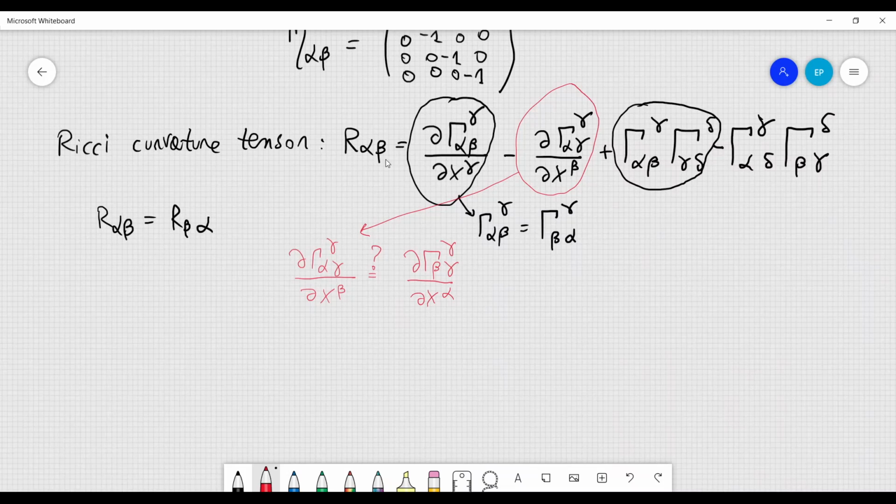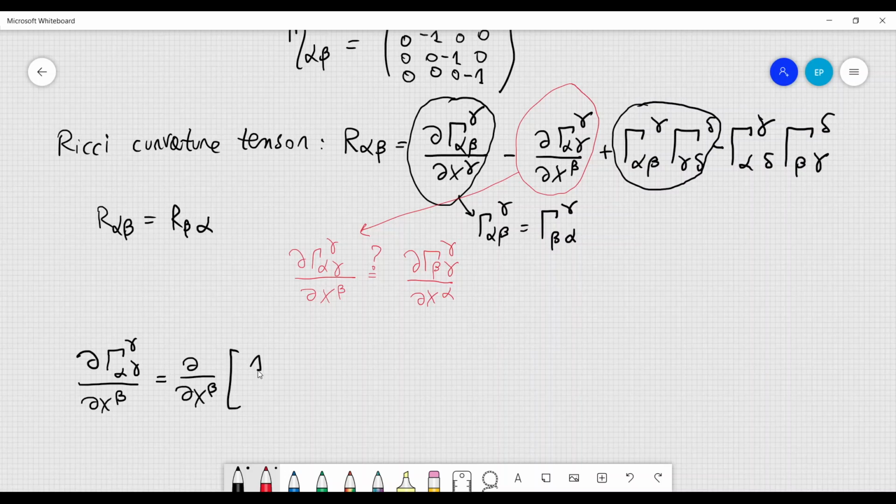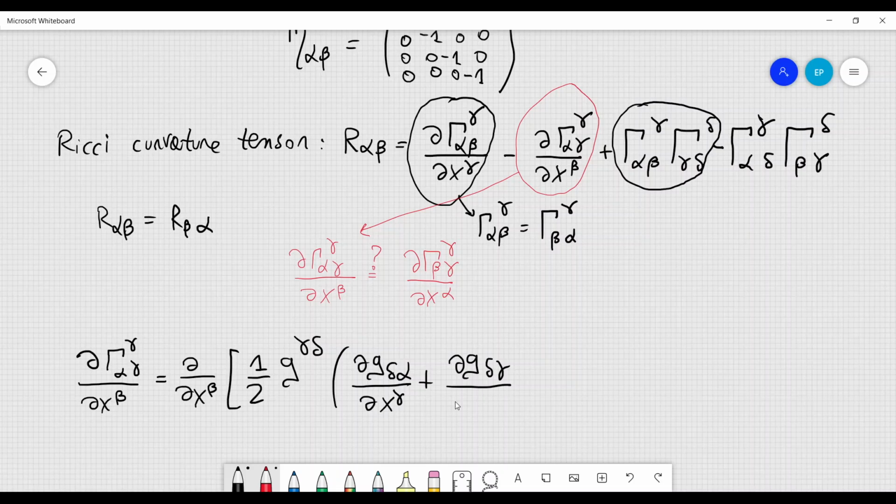How can we do that? Well, we have to use the expression for Γ. So let's consider dΓ^α_γγ/dx^β. This is equal to d/dx^β, and then we substitute the expression for Γ^α_γγ. We have 1/2 g^γδ times ∂g_δα/∂x^γ plus ∂g_δγ/∂x^α minus ∂g_αγ/∂x^δ, just like this.